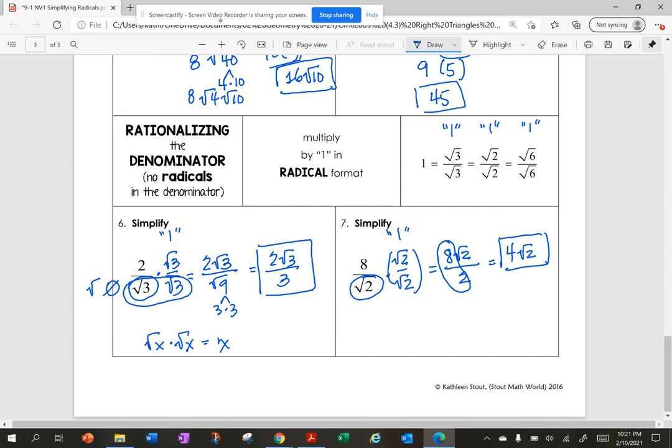So we are done. This is an important one. And 1 is the square root of x divided by the square root of x. So that's the other fact we really need to use. Okay, that's it.